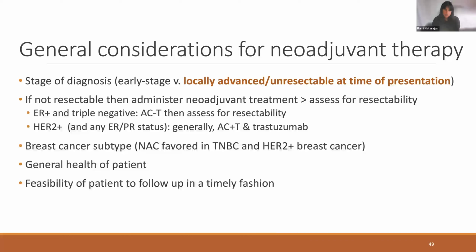Other considerations that we take into account are the general health of the patient. We really want to make sure that the patient can tolerate systemic therapy and can follow up in a timely fashion. If we're worried about a patient's ability to come, because they live far away or due to social situation it's hard for them to come consistently to receive neoadjuvant treatment, this could influence our decision to go for upfront surgery if this is possible.